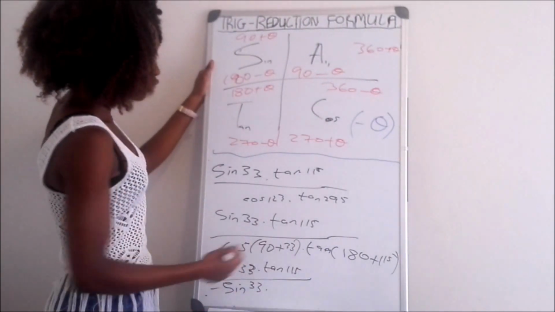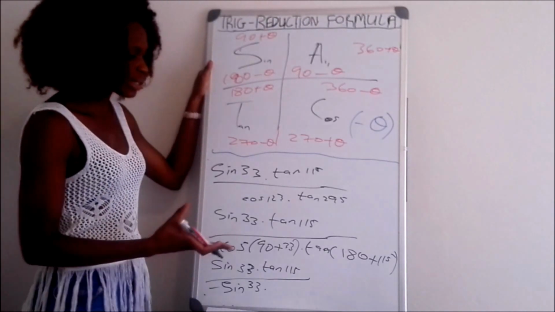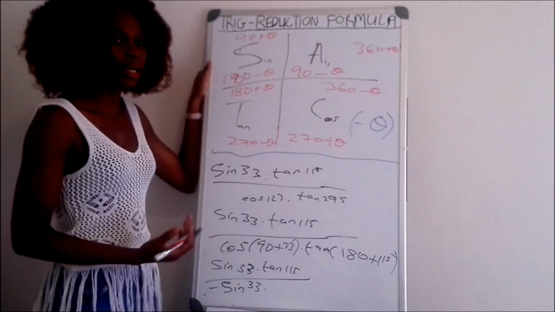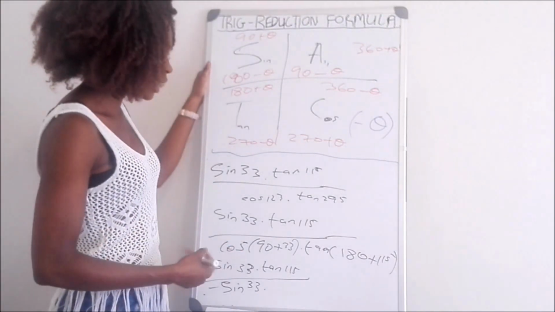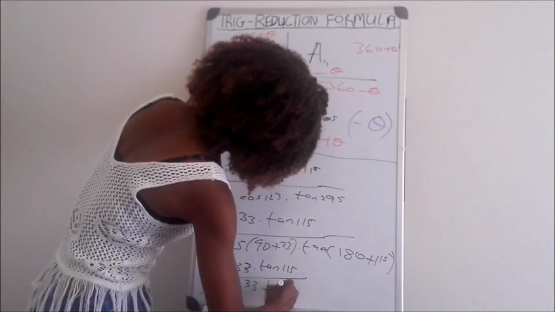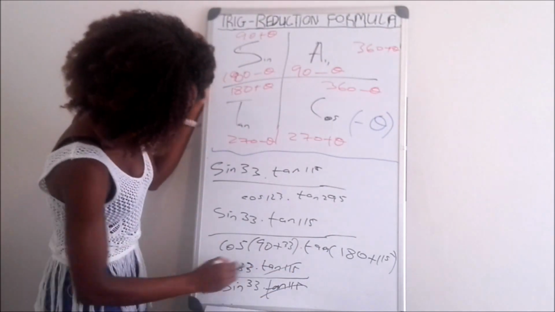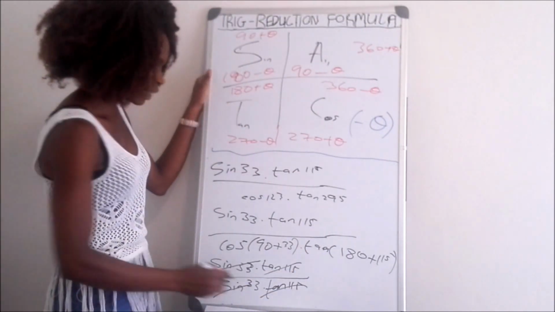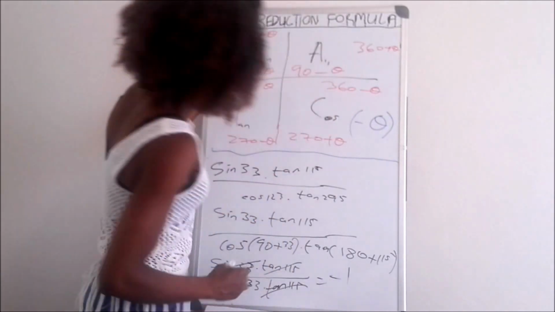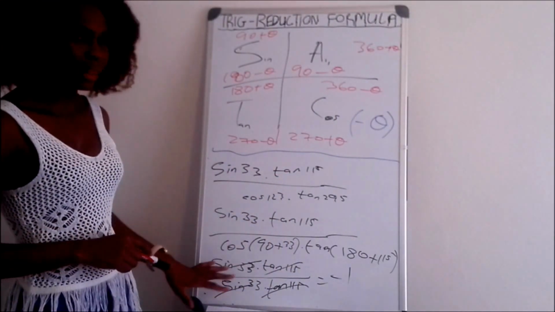Alright, when it comes to the tan, our tan is 180 plus theta, of which in this case our theta is 115, then that means that our answer is equal to positive tan 115. Alright, of which this and this will cancel out, and this will also cancel out, and we'll be left with only negative 1.